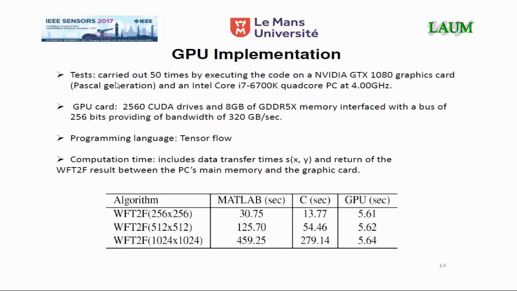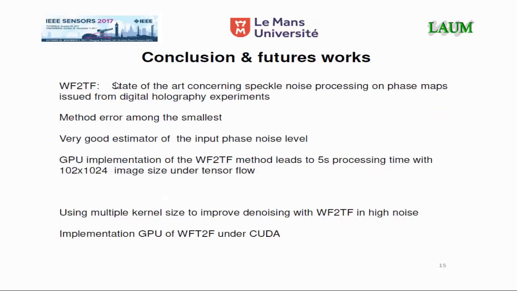Concerning the GPU implementation, we have carried out a test 50 times by executing the code on an NVIDIA GTX graphic card using 8 gigabytes of GDDR5 memory. The programming language is TensorFlow, and you can see that there is a significant improvement using the GPU algorithm with window weight Fourier transform for an image of 1K by 1K.